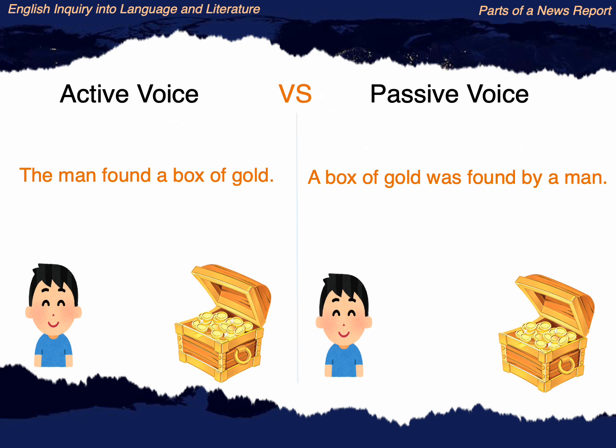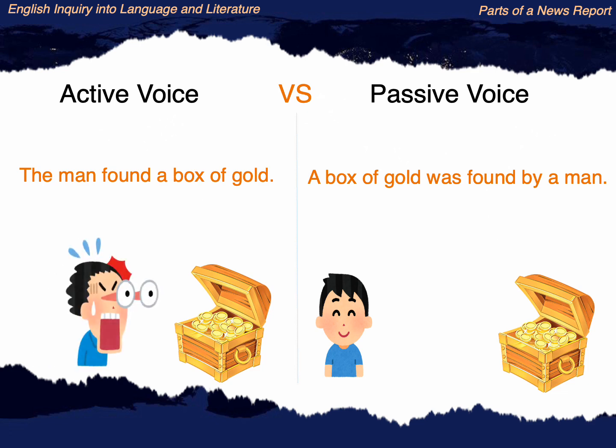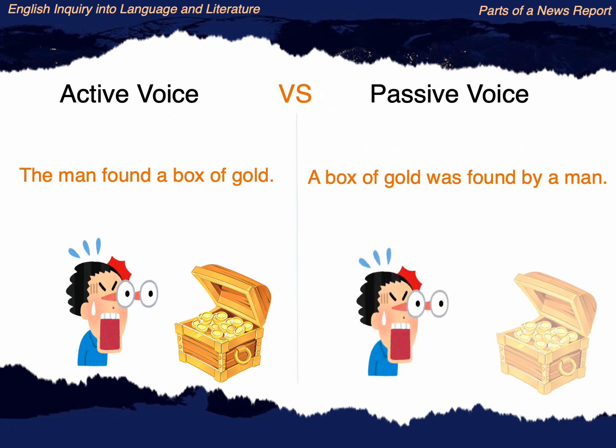Let's take a look closely at the examples. In active voice, the man found a box of gold. Here, the man is the doer of the action found. The man is the subject, which means that the man is more important than the box of gold. In passive voice, a box of gold was found by a man. Here, the box of gold is the thing that the action is done to, or the receiver of the action found. The box of gold becomes the subject, which means that the box of gold is more important than the man.